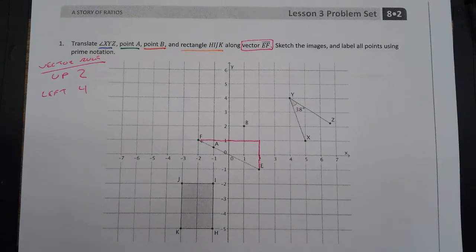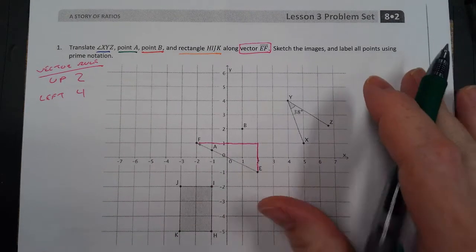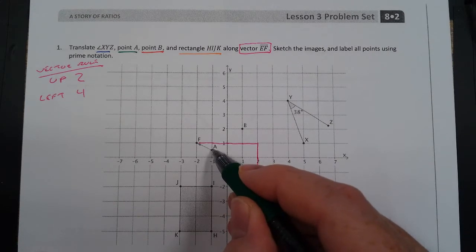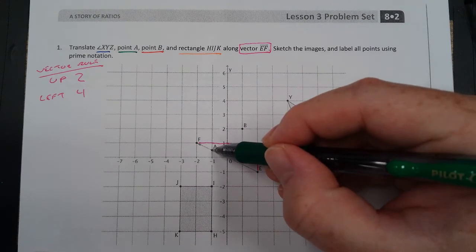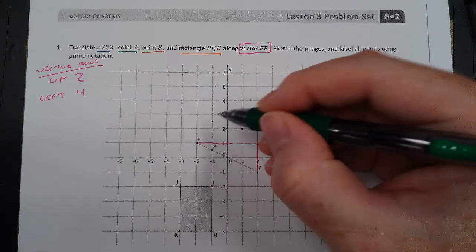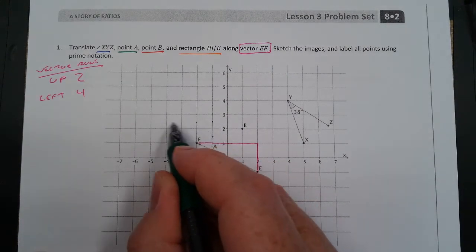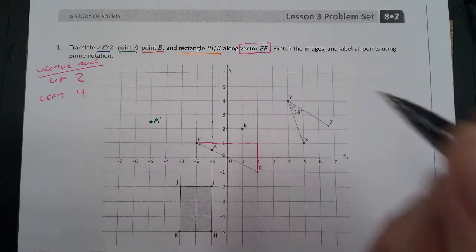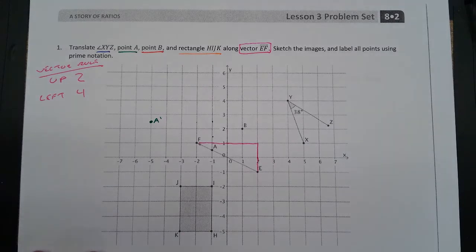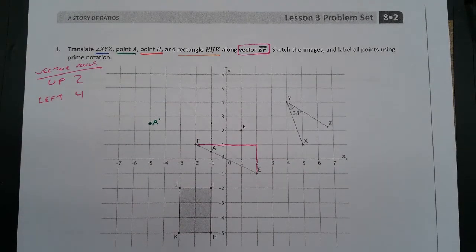Because let's start with point A. Point A is right here. I have to follow the vector rule when I translate. What's the vector rule? Well, I go up 2 units and left 4. So let's go up 2. Looks like A is at a half, so I go 1.5, 2.5. And then I go left 4. 1, 2, 3, 4. So A prime is going to be right there because I follow the vector. If you don't believe me, you can trace the vector on a transparency.